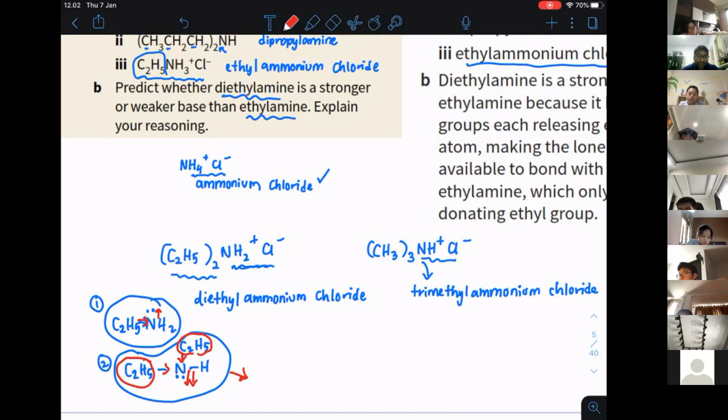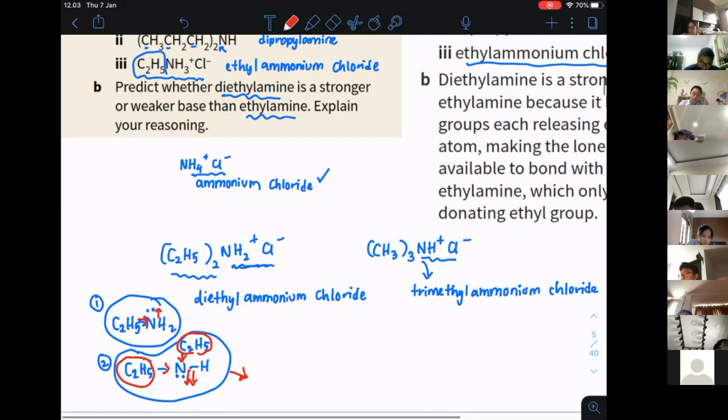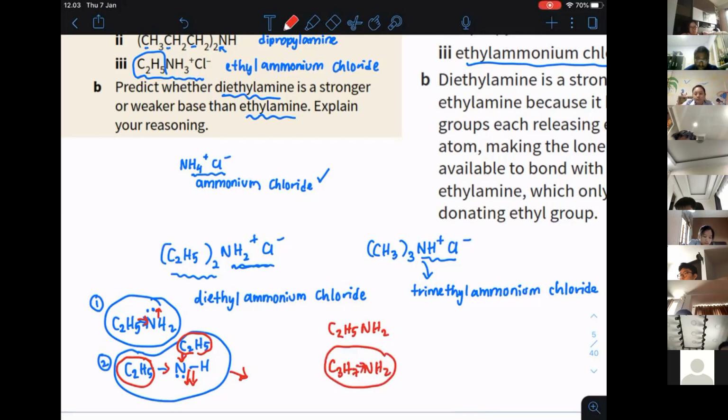Even if I want to compare, for example, if you have a bigger R group, a bigger R group will actually give you more electrons. It is donating more electrons. For example, if I compare C2H5NH2 with C3H7NH2, which one is a better base? A better base will be this one. Why? Because this is going to donate more towards the NH2, and this electron will be more readily available for bonding.